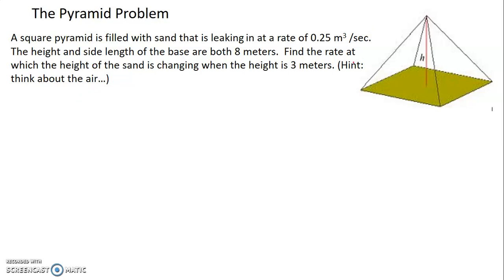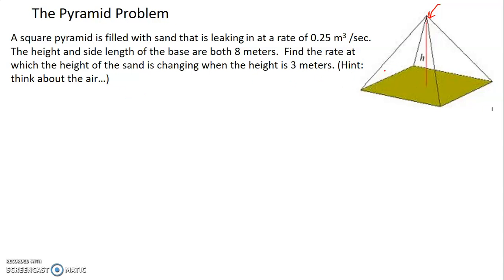So we've got a square pyramid, square meaning that the base is a square, where sand is coming in to this pyramid and it's dropping down and filling this pyramid up. The height is 8 meters. The side length of the base is also 8 meters. Find the rate at which the height of the sand is changing when the height is 3 meters. And the hint is to be thinking about the air.